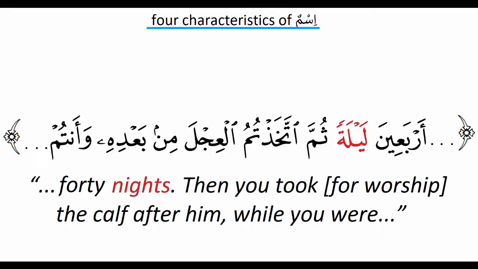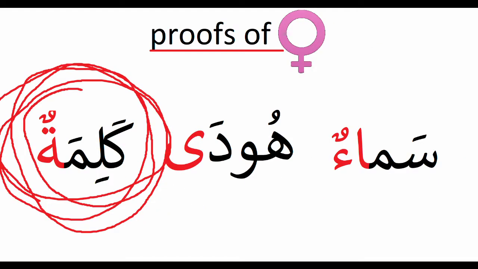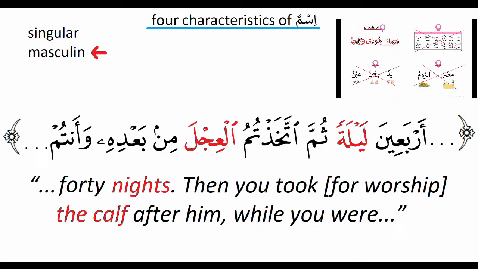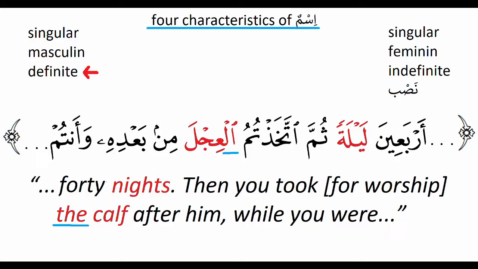Next ayah. First up, laylatan is in singular and feminine because of the ta marbuta. It has a tanween, which means that it is indefinite. The fatha also tells us that it is in nasb. Next up, we have al-ijla. It is a singular noun. It is also masculine for the reason of lacking feminine signs. It is also definite because of the L it has, and it is in nasb because it has a fatha.